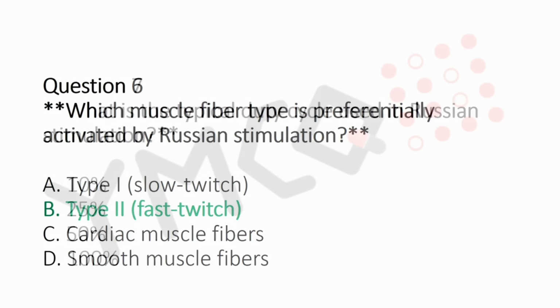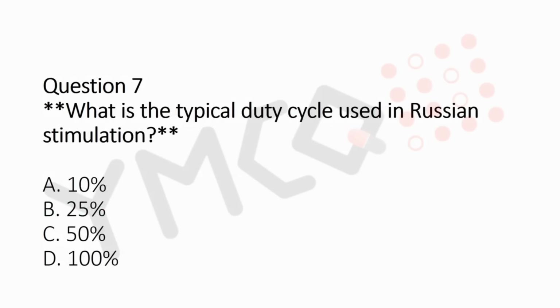Now let's move to question number 7. What is the typical duty cycle used in Russian stimulation? Option A, 10%. Option B, 25%. Option C, 50%. Option D, 100%. And the answer is option C, 50%.